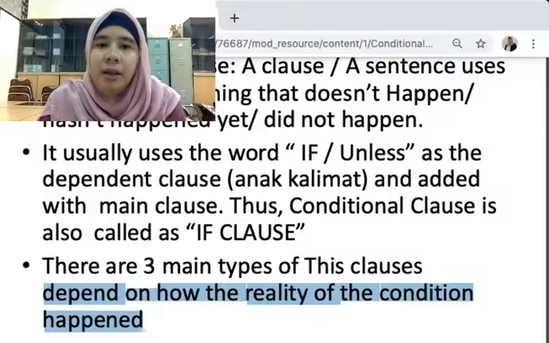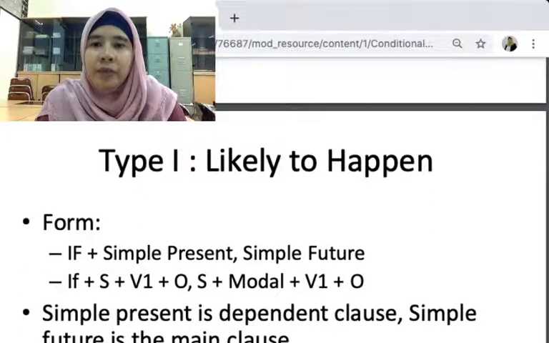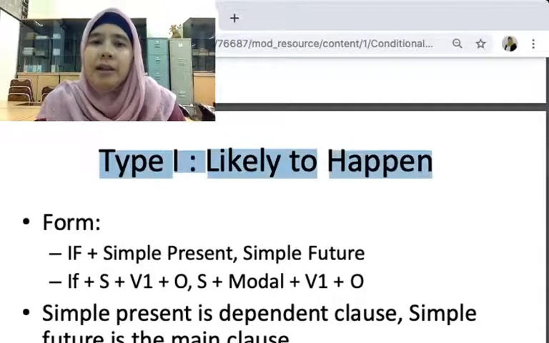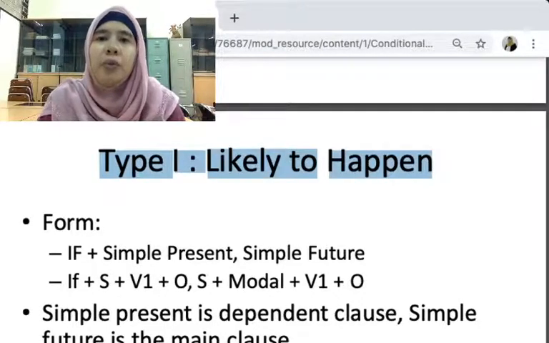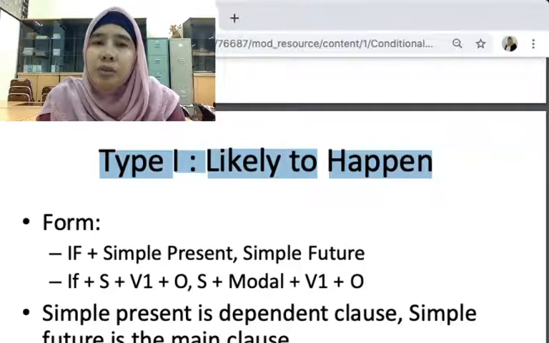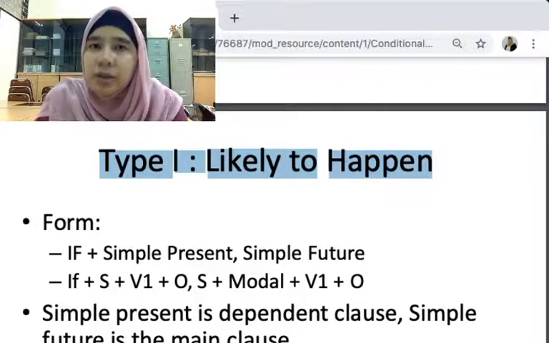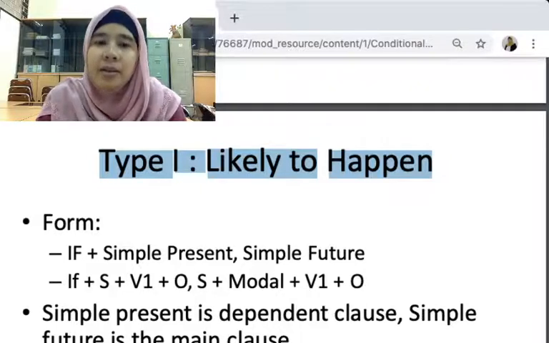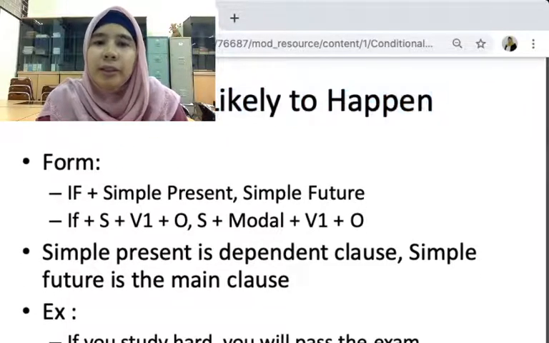Let me start with the first type, everyone. You see that the first type, nama lainnya adalah likely to happen. It means when you want to have conditional clause type 1, your activity or something that you would like to do or have is most likely to happen. Mungkin saja masih terjadi. So you need to have type 1 of the conditional clause. Apa sih formulanya? This one.